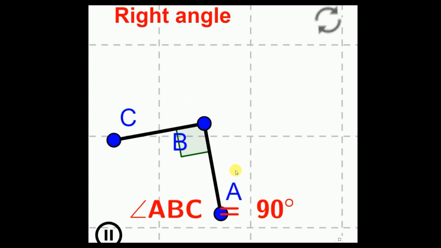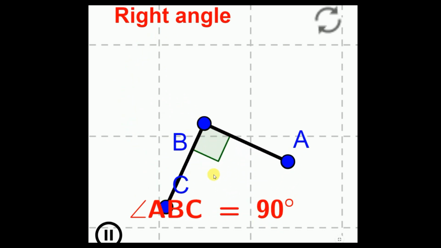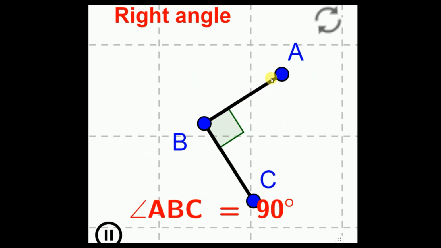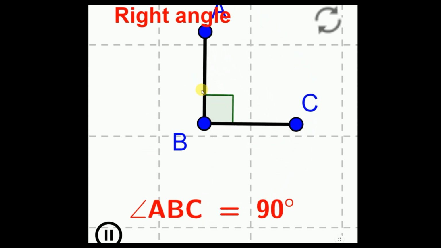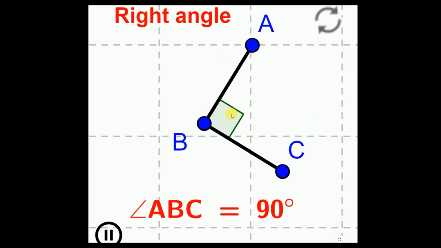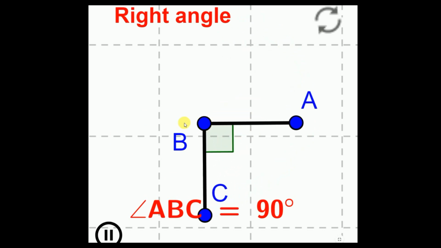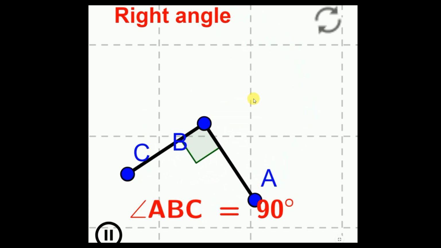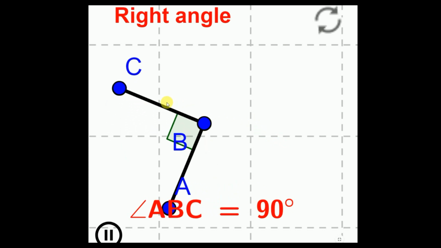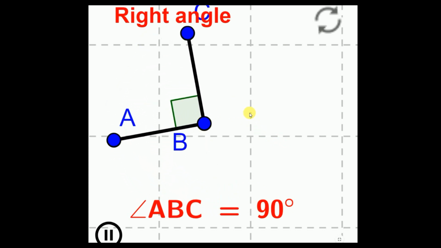Now a right angle equals exactly 90 degrees. So this is an example of a right angle. If we rotate a right angle, it doesn't mean that its type will change. No. As long as the two sides are perpendicular, it will always remain a right angle.